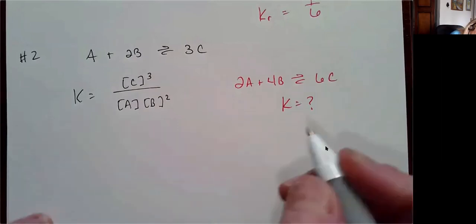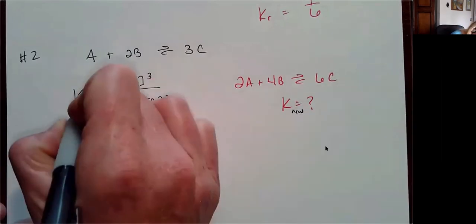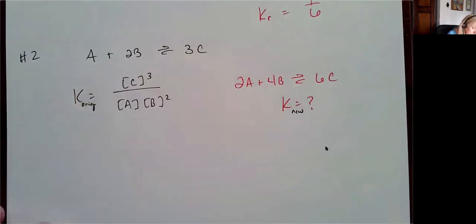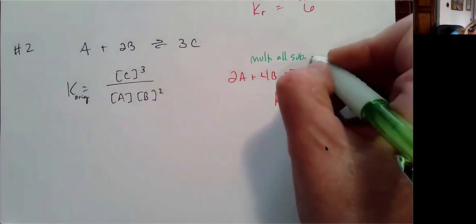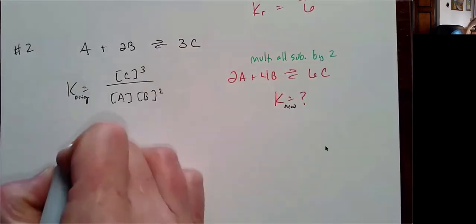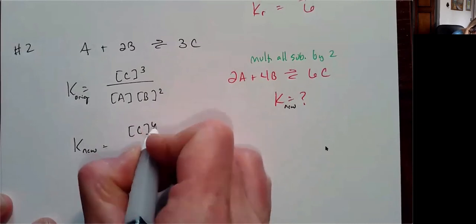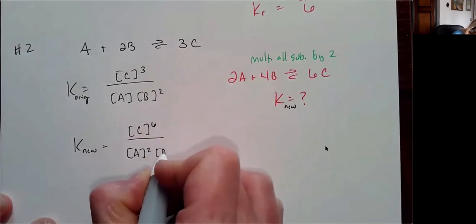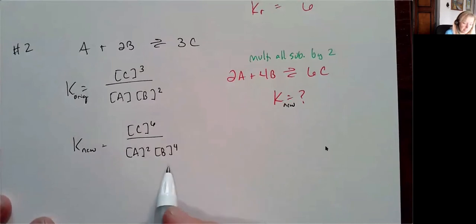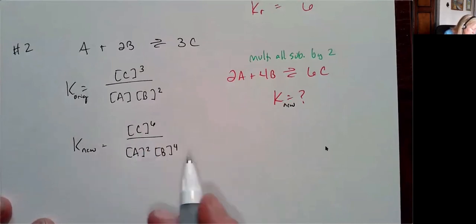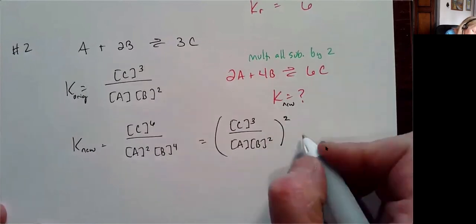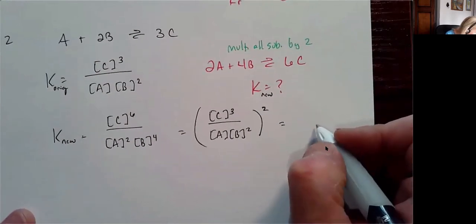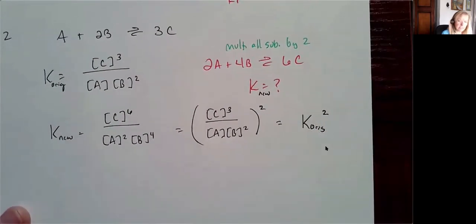So this would be my K new and this would be my K original. So I'm still going in the forward direction, but now I've multiplied all the substances in my reaction by 2. So my K new then would be C to the 6th over A squared B to the 4th, and I could recalculate this. If I had these equilibrium concentrations, I could plug these in and recalculate it, or I could just say this is equal to my K original squared. And so that's another relationship.